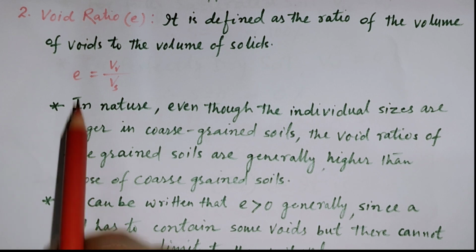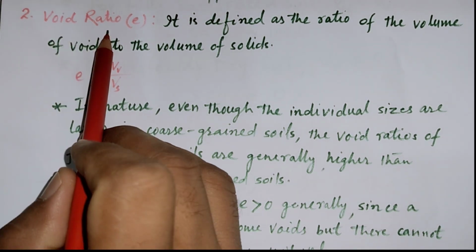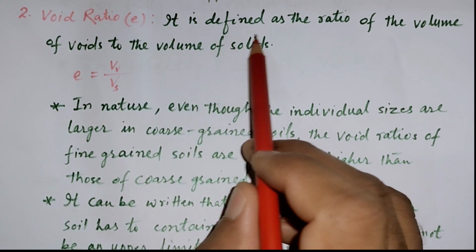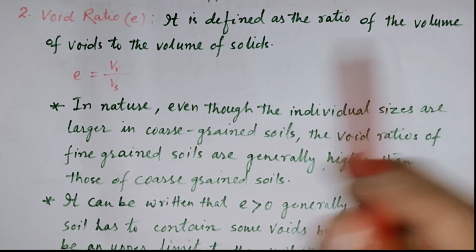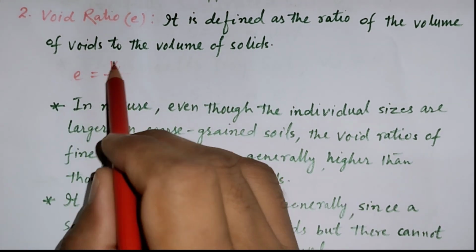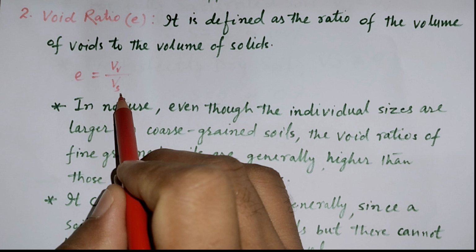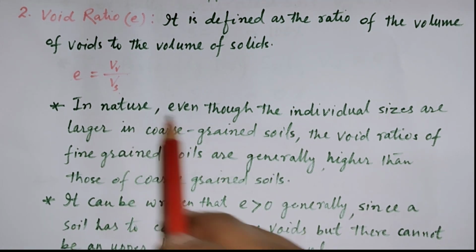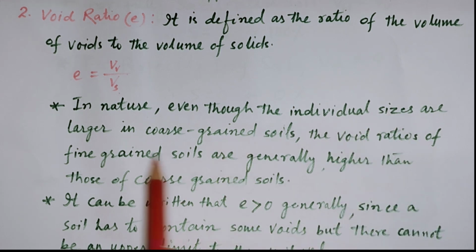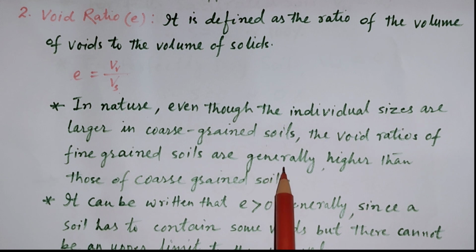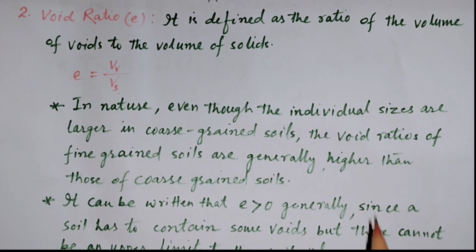Another important definition is void ratio. Symbol is small e, and it is defined as the ratio of the volume of voids to the volume of solid. That is, e is equal to volume of void divided by volume of solid. In nature, even though the individual size are larger in coarse grained soil, the void ratio of fine grained soils are generally higher than those of coarse grained soil.